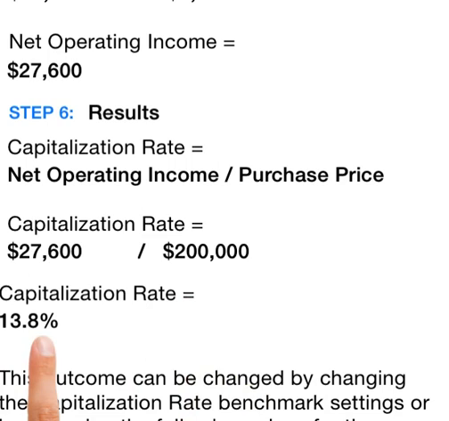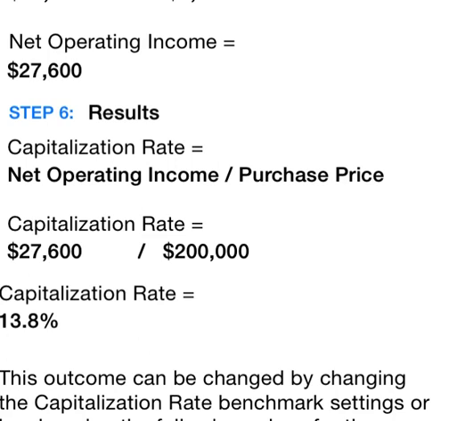So the higher the capitalization rate, the better, as this is the money that really flows into your pockets. Some investors would not go for a capitalization rate lower than 7%.